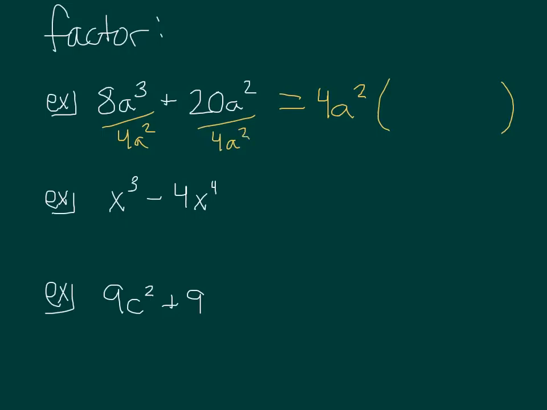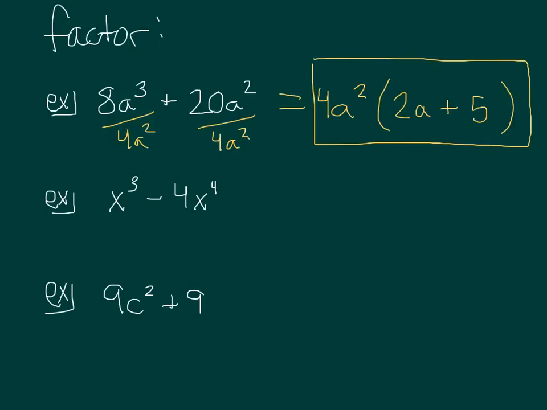When you distribute, you normally take a number on the outside of the parentheses and multiply it to what's on the inside. But because it's backwards, we're given the answer and we're looking for the question. We're actually going to divide, because dividing is the opposite of multiplying. So when I divide 8a cubed by 4a squared, I should just get 2a inside the parentheses. Plus, we have an addition sign there, so we keep the addition sign. 20 divided by 4 is 5, and a squared divided by a squared cancel out. So this gets us our answer.